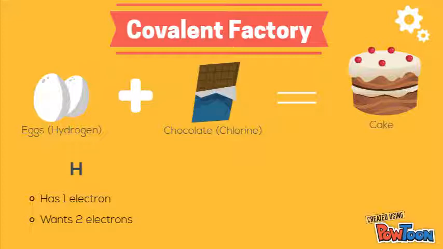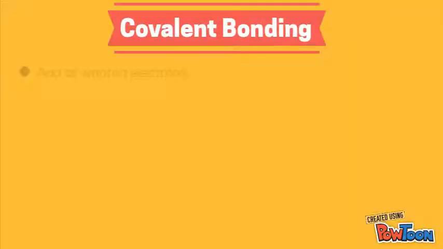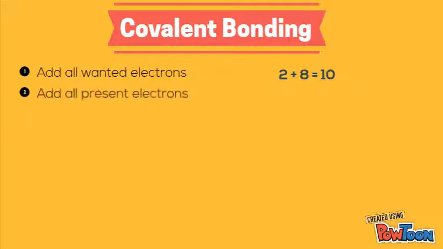And we also know that chlorine has 7 valence electrons and wants 8 valence electrons, which we learned from the previous slide. To do covalent bonding, first we have to add all wanted electrons from both elements. That's 2 plus 8, which equals 10. Next, you add all the valence electrons that both elements have right now. That's 1 plus 7, which equals 8. Then you subtract these two numbers, which is 10 minus 8, and this gives you 2. This is the number of electrons that the two elements have to share between them.